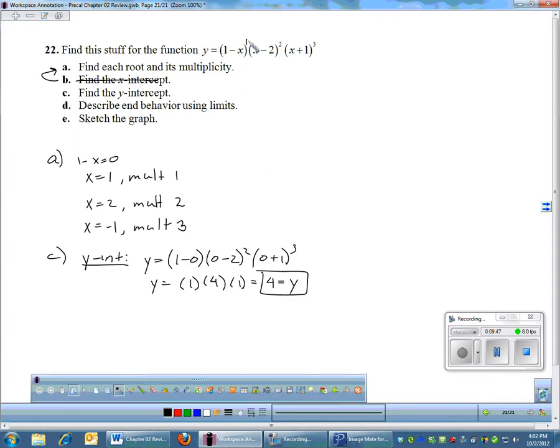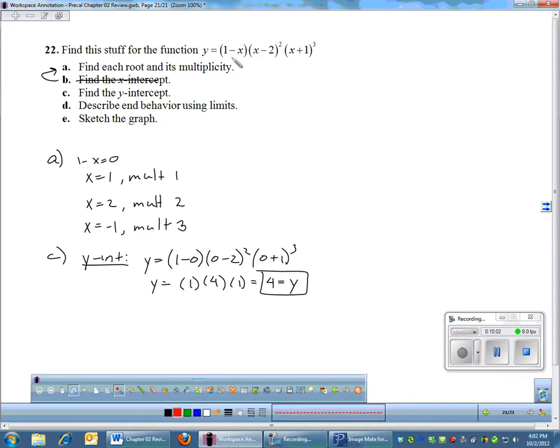Describe end behavior using limits. In end behavior, what we have to do is look at the x terms in each parentheses, and we have to kind of expand this out. If you remember the end behavior problem we did earlier, everything was already multiplied, so we looked at degree and leading coefficient. I still need to find degree and leading coefficient.